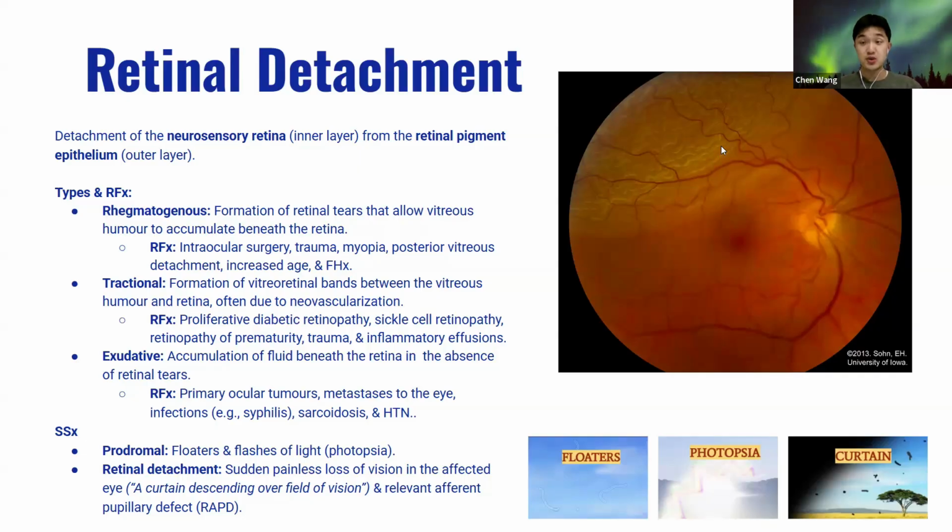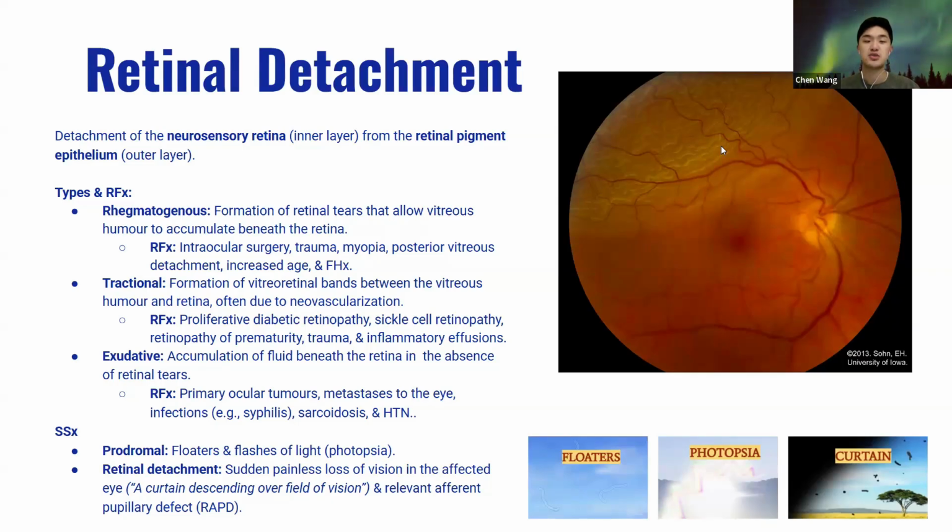So the first condition we're going to talk about is retinal detachment. There are 10 layers of the retina. We have the inner retina and the outer retina. Basically, retinal detachment is the detachment of the neurosensory layer from the retinal pigment epithelium, which is the outermost layer of the retina. There are three main types of retinal detachment.